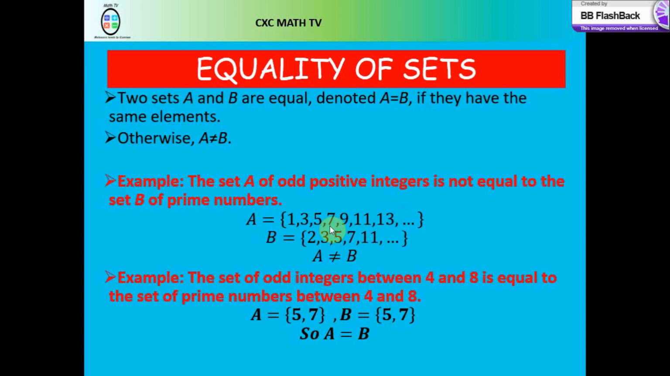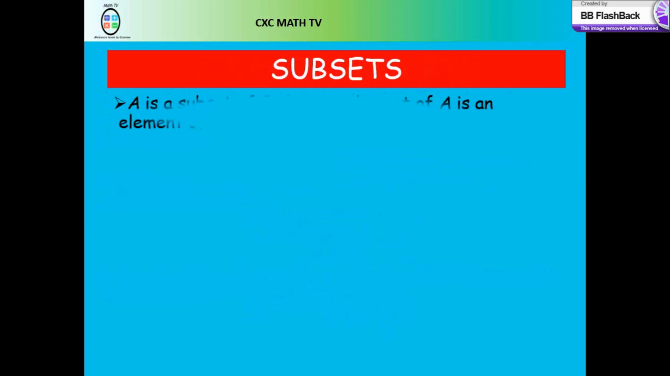So in that case, realize that A is not equal to B, because they're not the same. But maybe we could restrict it and say the set of odd numbers between 4 and 8 and the set of prime numbers between 4 and 8. That would both give you 5 and 7. So in a case like this, where set A is equal to set B, then and only then can we say they're equal. Now subsets.